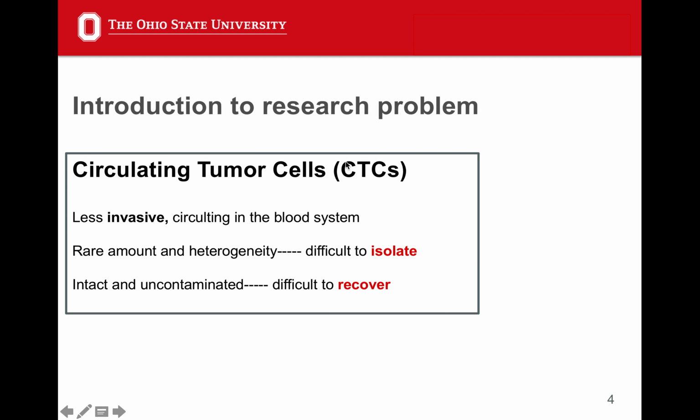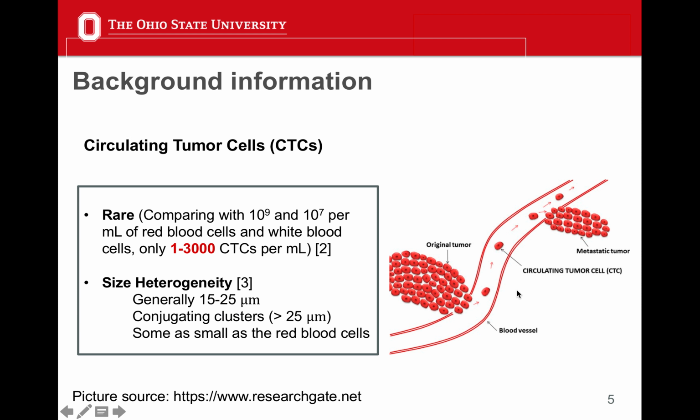The circulating tumor cells circulate in our blood system, but they are less invasive. They contain similar genetic information to their parental cells, so we want to utilize this information. But they are rare and heterogeneous, so it's difficult to isolate them. Also, we want to keep them intact and uncontaminated, so it's difficult to recover them. Let's go into detail about the CTCs.